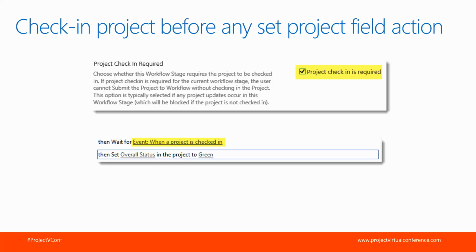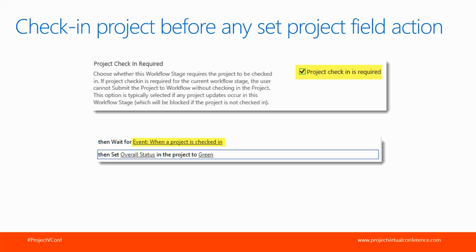And there's really two ways to do that. If you're in the Project Web App and you're configuring your stage, you are able to select for that stage that project check-in is required. When a project enters a stage where check-in is required, the application will actually check the project in, and this gives you a great opportunity to set fields right when a project enters that stage. And that's really kind of how the project check-in is required feature works at the beginning of a stage.